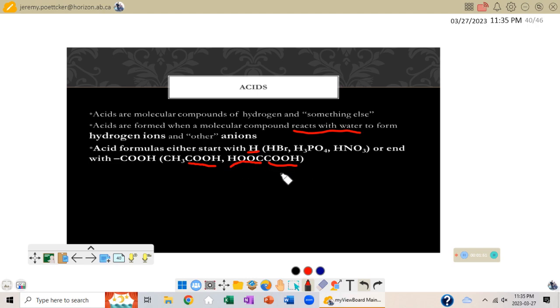This is a fun word, diprotic acid. It means there's 2 hydrogens that can go away and react with water. Anyways, so you can see here, either start with an H or end with COOH. That's how you can identify them just by looking at the formula. To identify them from their name is that they will have the word acid in their name.